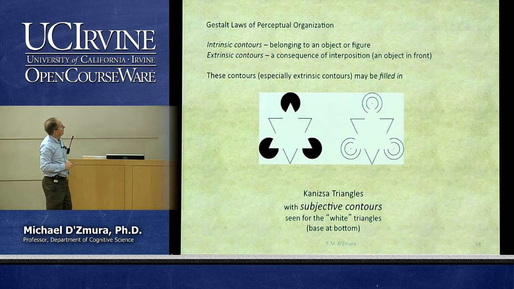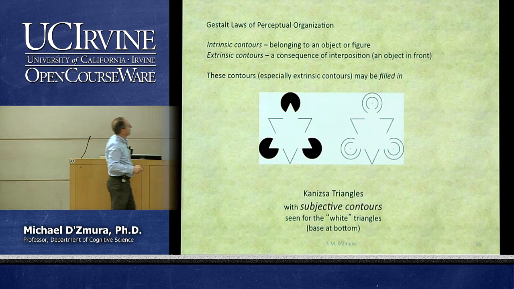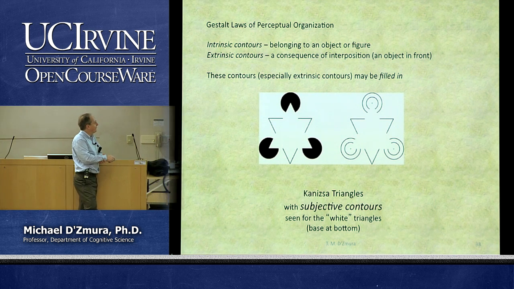So it turns out the contours can be filled in, particularly the extrinsic ones. And here's a really famous example, Kanizsa triangles. So if we look at this stimulus on the left, what do we see?